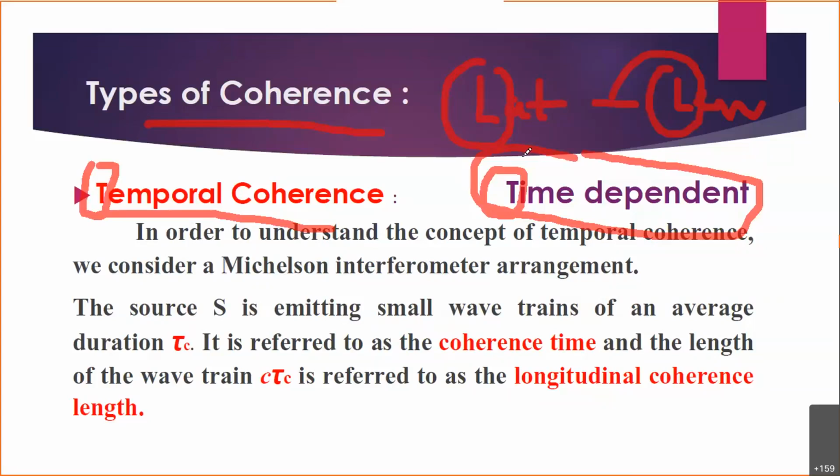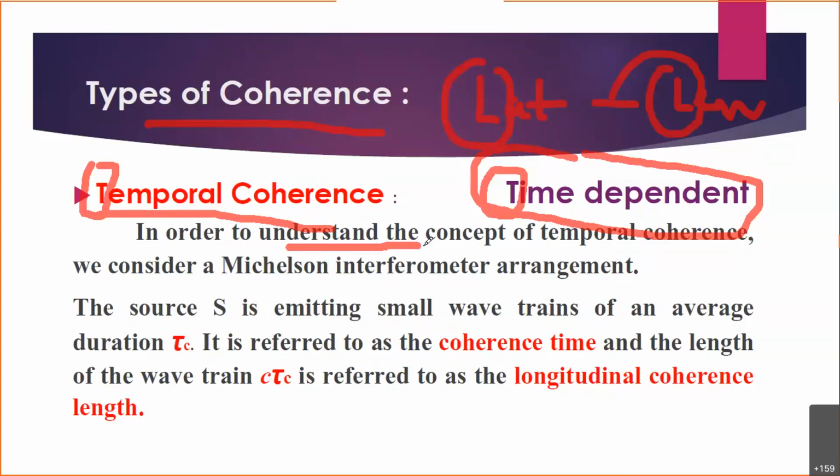Okay, so let me come directly to this temporal coherence. That means I consider it as time dependent. Okay, it is not written in the book directly, but as I feel this particular coherence depends on the time, so that's why I have written purposefully over here as time dependent. If you go through the book, I don't think you will get these things, time dependent or independent. But anyway, what is the example of this temporal coherence?